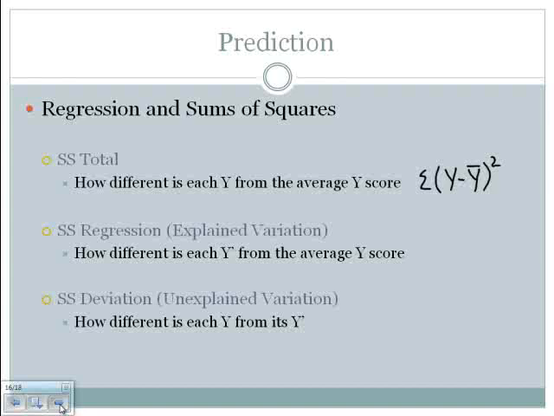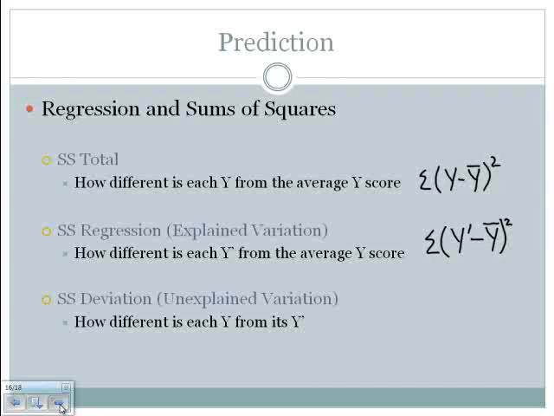The sums of squares due to regression, also known as explained variation, is how different is each y prime from the average score. So again, I'll write this in a little formula form that might make it easier. How different is each predicted score from the average score? If we do that for every score, square them and then sum them up, mathematically we could calculate our regression sums of squares, or SSR, also known as explained variation.